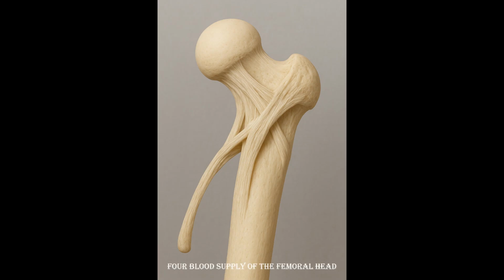4. Blood supply of the femoral head. Main supply: retinacular arteries, branches of the medial and lateral circumflex femoral arteries, from the profunda femoris artery. These arteries run within the synovial folds along the femoral neck. Accessory supply: acetabular branch of the obturator artery, via the ligament of the head. The artery of ligamentum teres is more important in children. Clinical note: disruption of retinacular arteries, e.g., after neck fracture, can cause avascular necrosis of the femoral head.